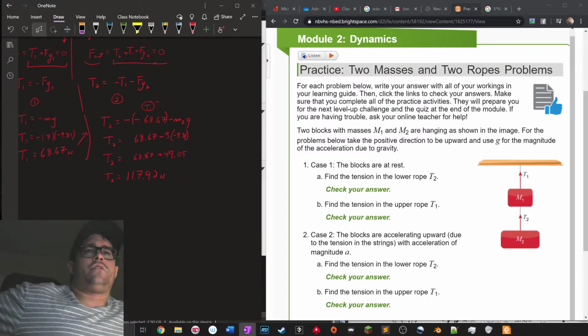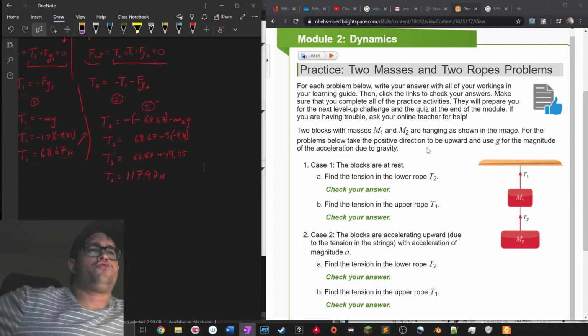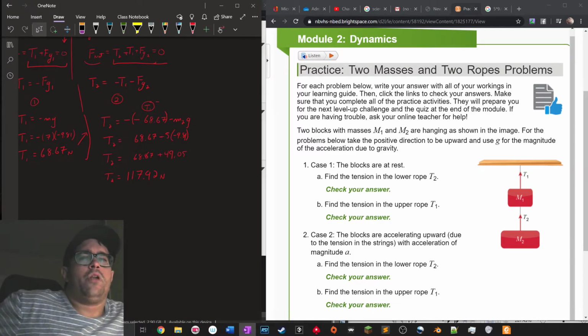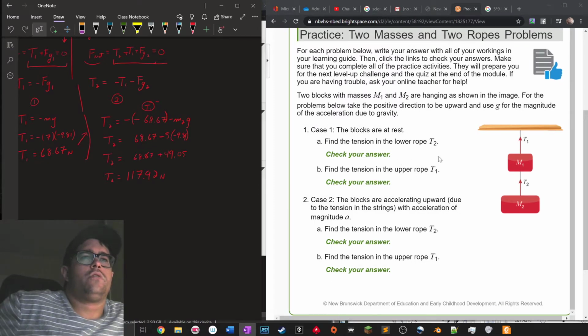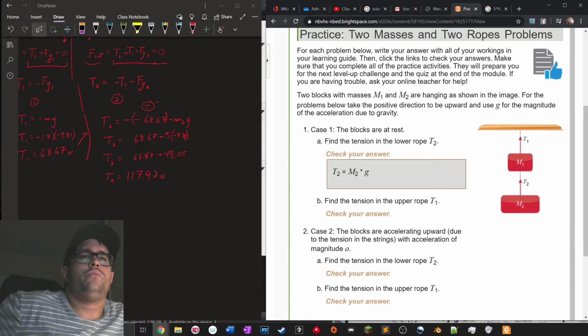Write your answer with your working learning guide and click on the links. Two blocks with mass 1 and 2 are hanging as shown. Case 1, the blocks are at rest. Find the tension on the rope T2. Okay. So T2 goes against Fg. So T2 will be Fg. This is Fg, mg. Fg is mg.